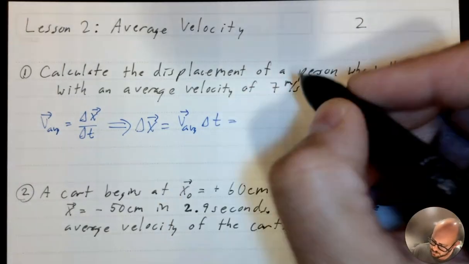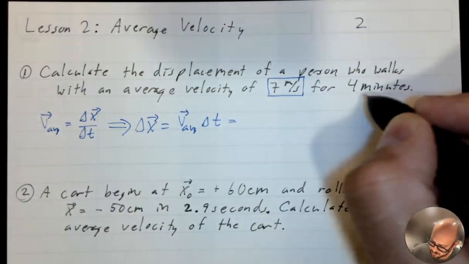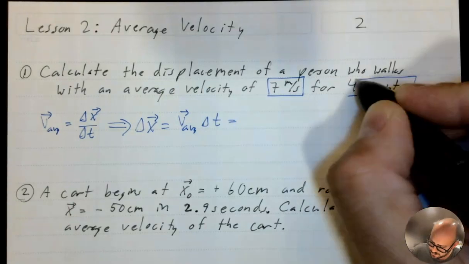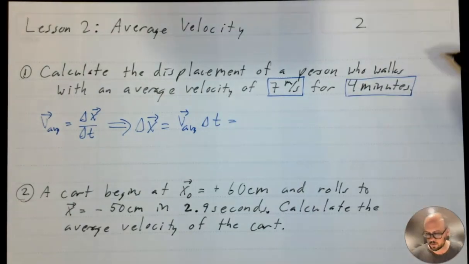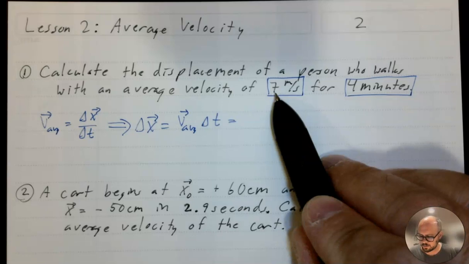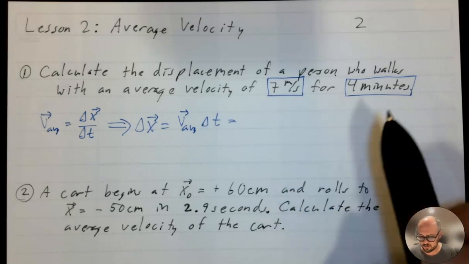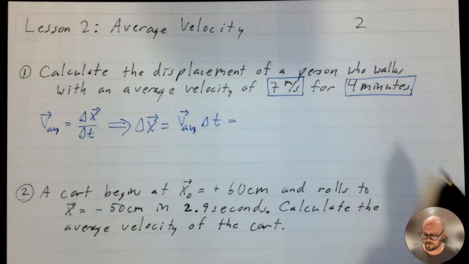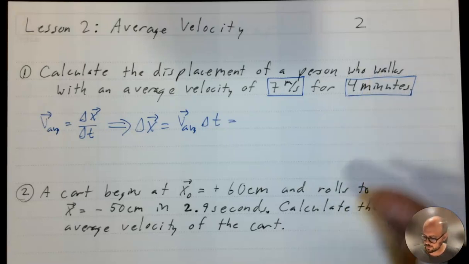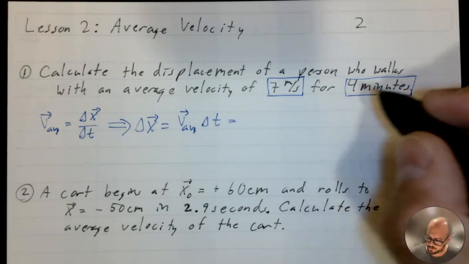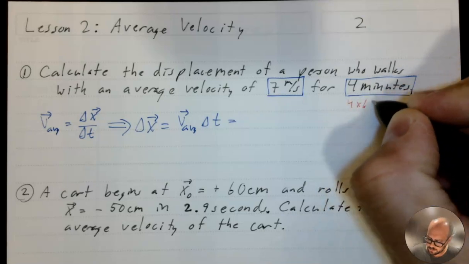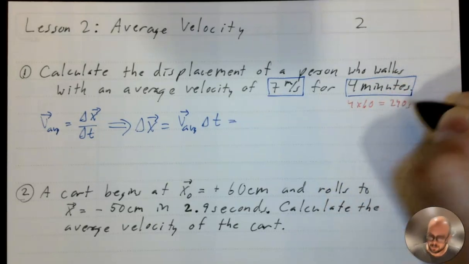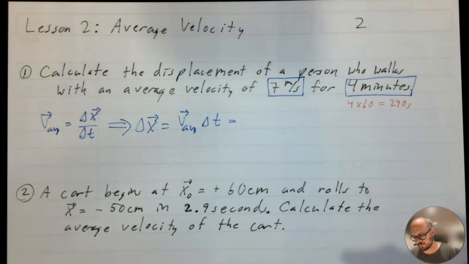The only problem is I have 7 meters per second for my velocity, and I have 4 minutes for my time. So you're going to want to make sure that you read carefully for units, and the units have to match. Because the velocity is in meters per second, we would need to either convert the velocity to meters per minute or convert the time to seconds. I'm going to just convert the time to seconds. In 4 minutes, that's 4 times 60. That's 240 seconds. So you can convert things with dimensional analysis or however you know to do that.